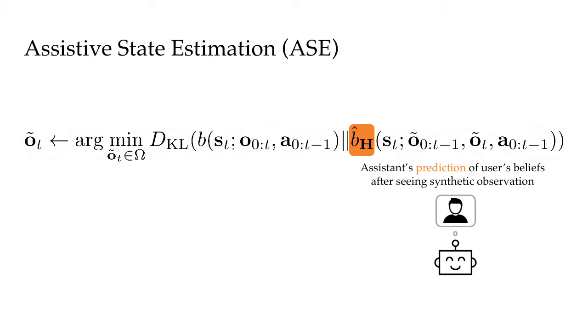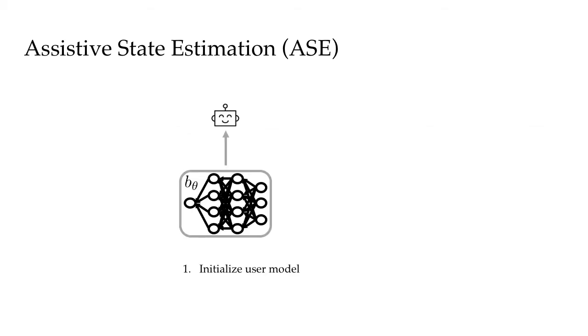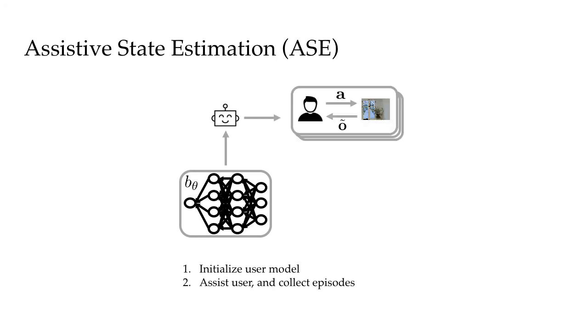The main challenge with this approach is that we don't have access to the user's internal state estimation process. We address this problem by learning a model of the user's belief update from demonstrations of user actions. We start with an initial model of the user's state estimation process that makes some assumptions about the user's systematic biases and perception difficulties. We then use this initial model to assist the user and record the actions that were taken by the user while they were being assisted. Because the initial model may not be accurate, even with assistance, the user may still take suboptimal actions.